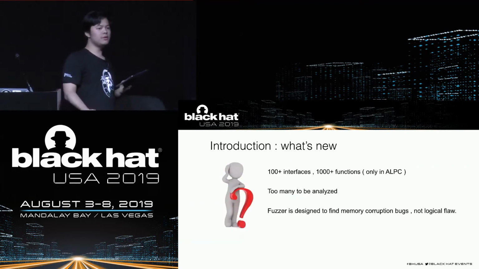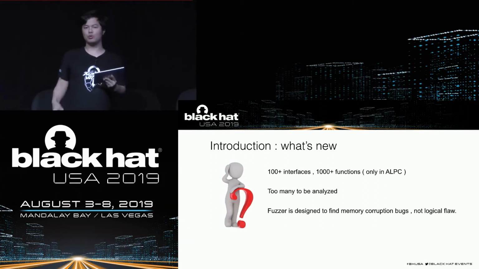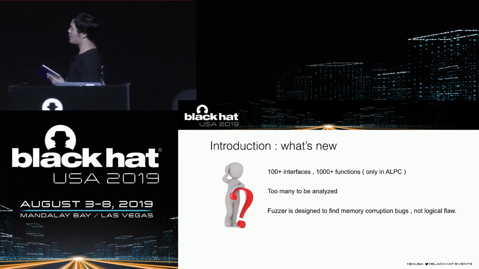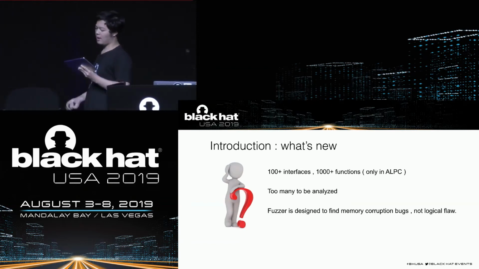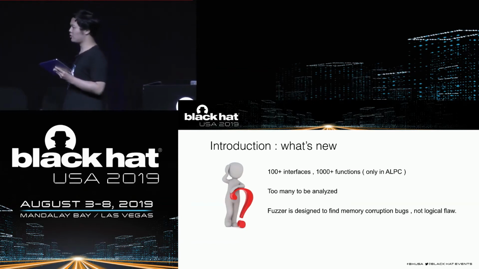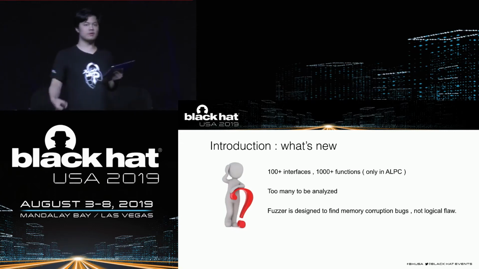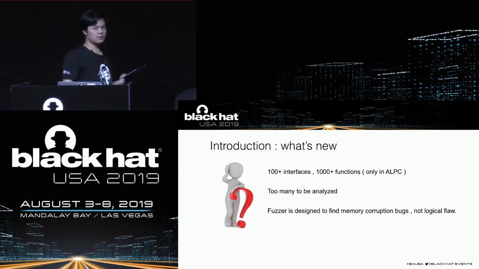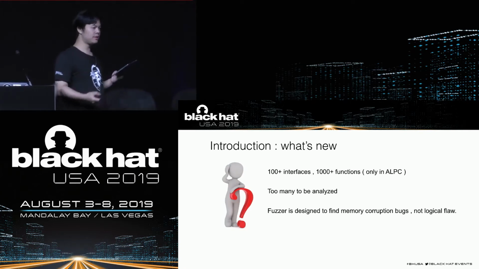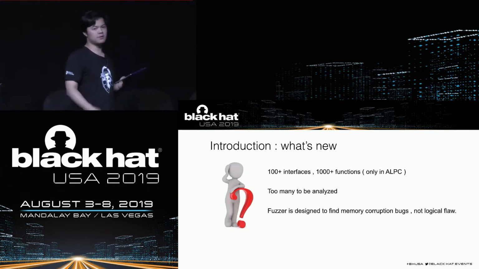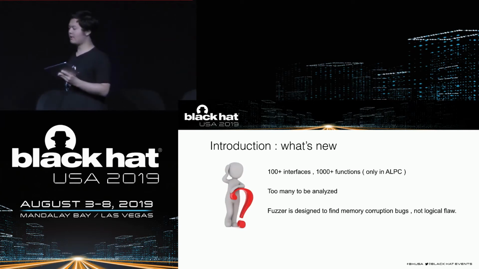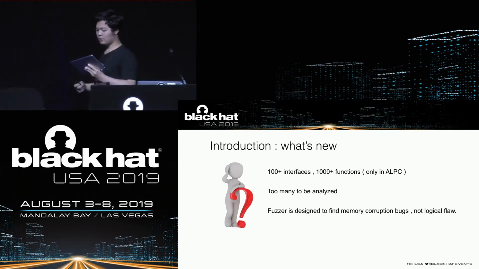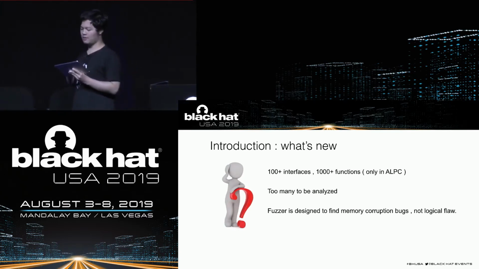So what's new in this talk? We all know there are too many interfaces in ALPC to be analyzed. Actually, there are hundreds of them and thousands of functions to be analyzed. And reverse engineering is really hard. And all of us know we could build fuzzers to automatically detect them. But fuzzers are designed to find memory corruption bugs, not logical flaws. Today we are talking about how to find logical flaws in this presentation.